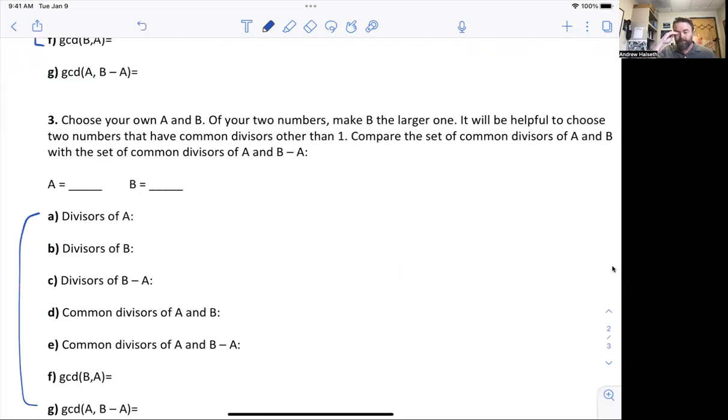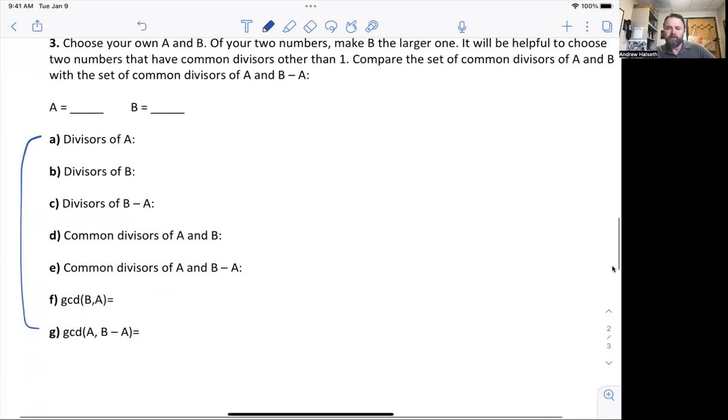When you choose your A and B, I would just choose 2 numbers that have some common divisors other than 1, or else it just doesn't really do a whole lot to make our conjecture. So try to think of 2 numbers that have some similarities, have some divisors that are in common, and then it'll be more fun that way. Okay, hopefully that helps with this week's material.